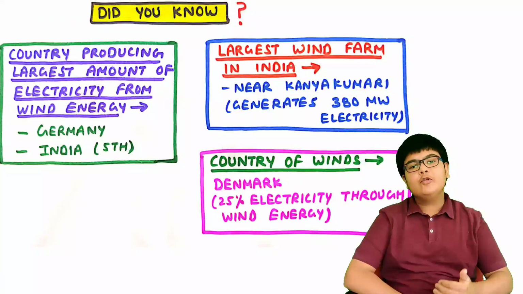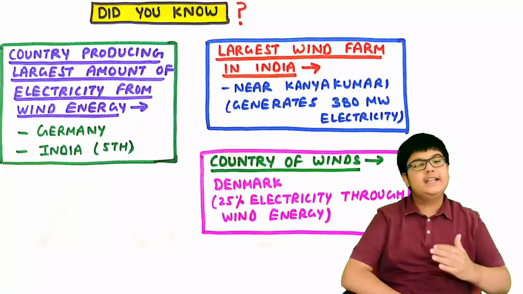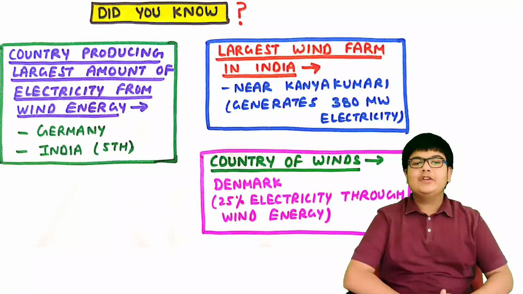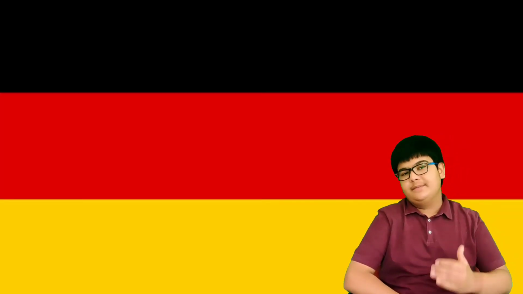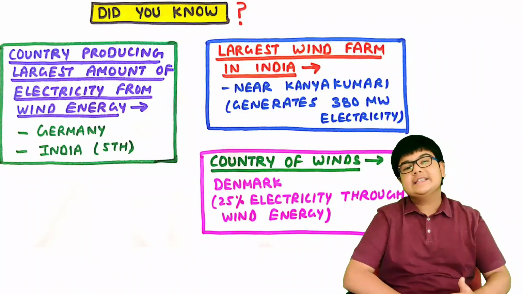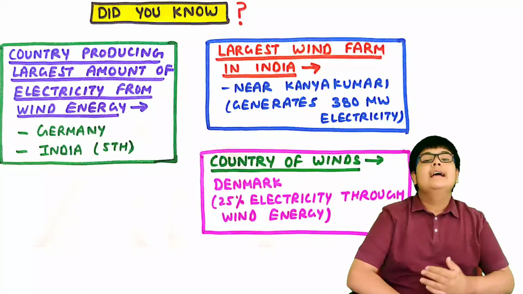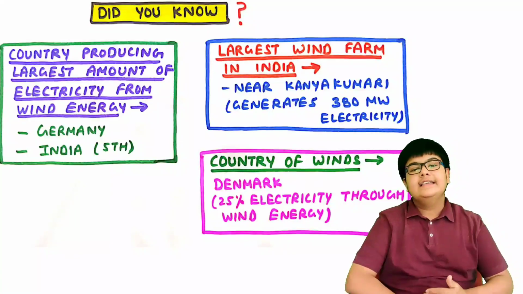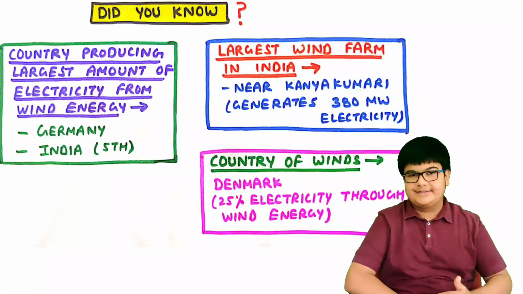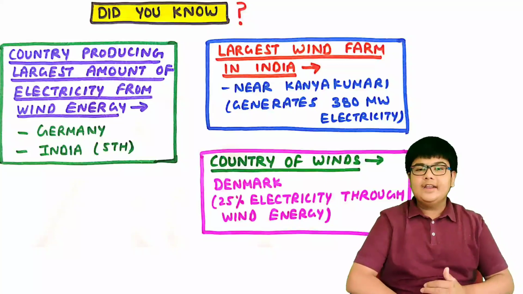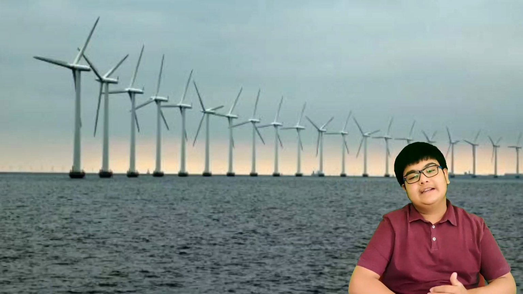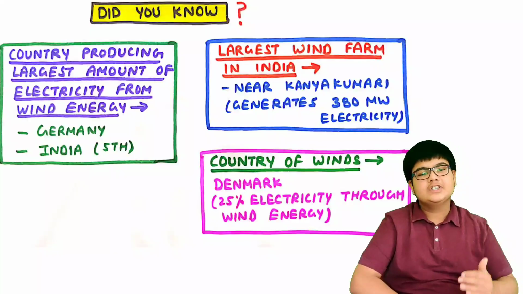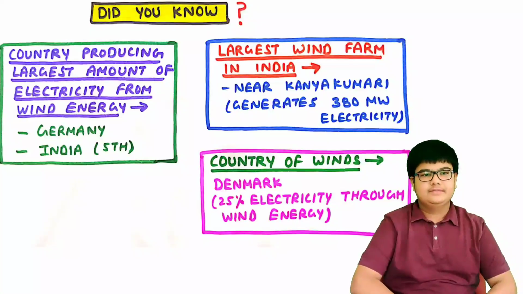Now let us see a few important facts regarding wind energy. The country producing the largest amount of electricity from wind energy is Germany, and India ranks 5th in the list. The largest wind farm in India is near Kanyakumari and it generates 380 megawatt of electricity. The country of winds is Denmark, and 25% of electricity produced in Denmark is through wind energy.